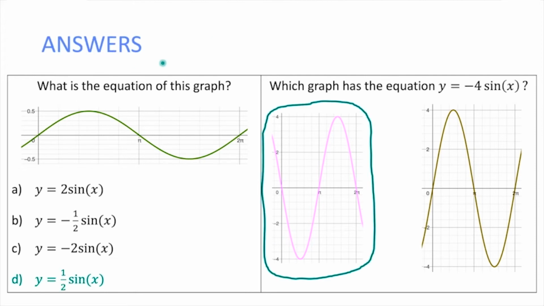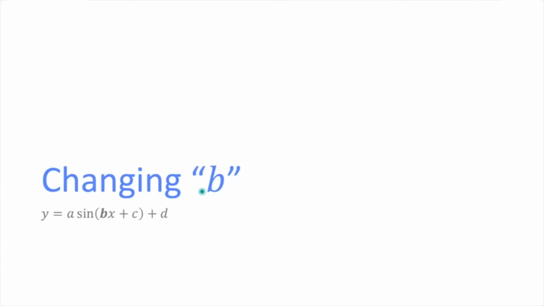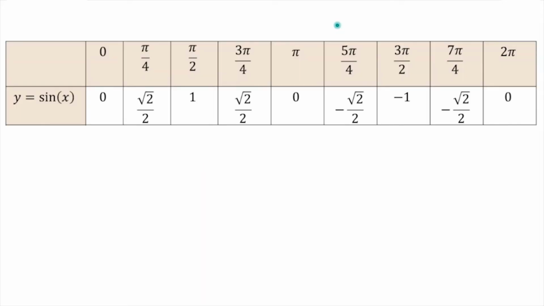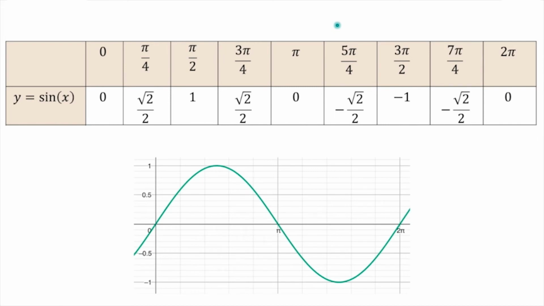And here are your answers. Let's move on and see what happens to our sine graph when we change the value of b. In order to see what happens when we change the value of b, let's look at 2 different examples and see if you can spot a pattern.